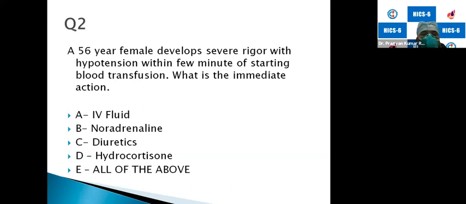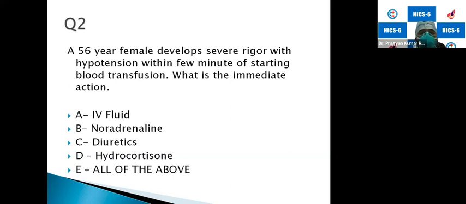So what we need to do, as I've told, is change the IV set and immediately start IV fluid to keep the BP up. If you are unable to maintain the BP, you have to start noradrenaline. If after starting noradrenaline and fluids we are unable to pass urine, we have to start diuretics. Hydrocortisone is the key if all three cannot solve it. So the answer here is all of the above.